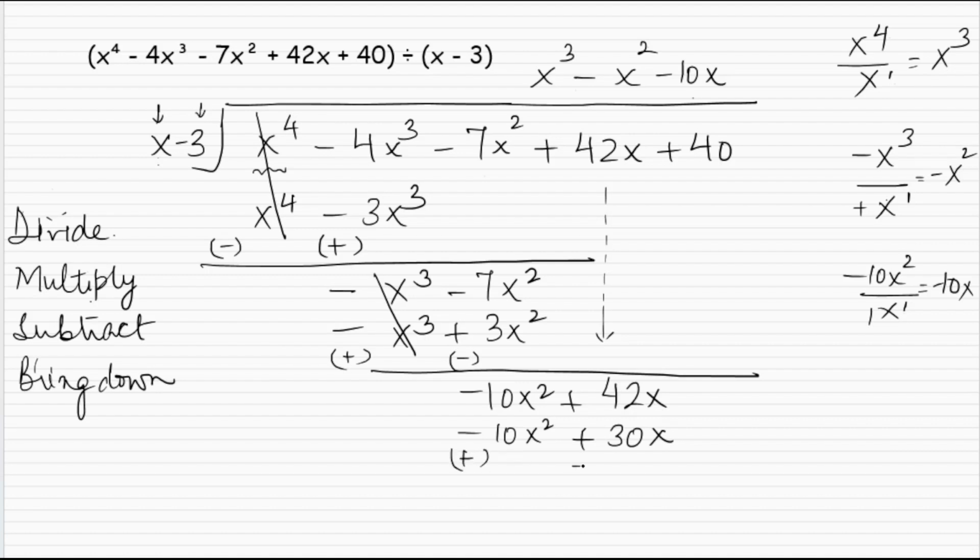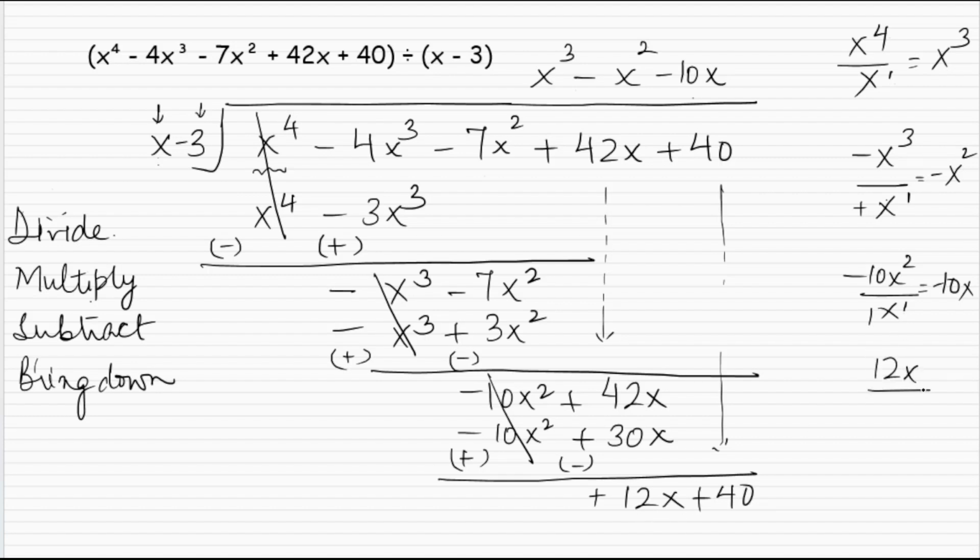Change the signs. Minus 10x square plus 10x square cancel. Plus 42 minus 30 will give you plus 12x. Bring down what? 40 over here, plus 40. Now this is 12x. The first term is 12x divided by the first term of divisor x. 12x divided by x is just 12 because x divided by x is 1.